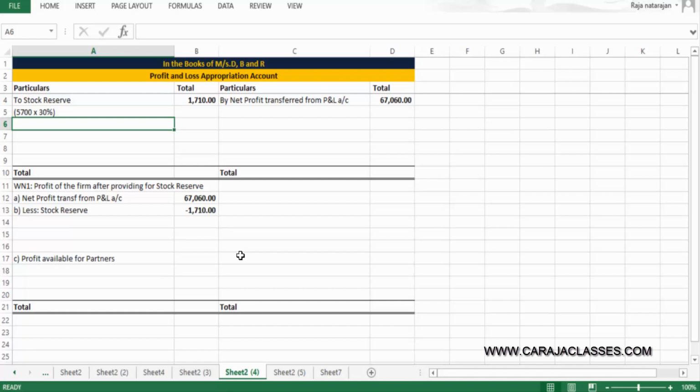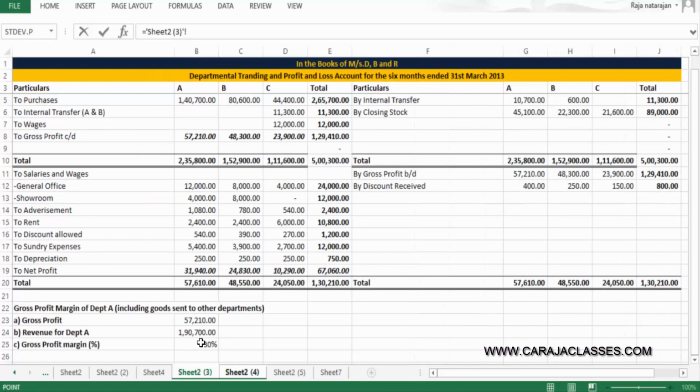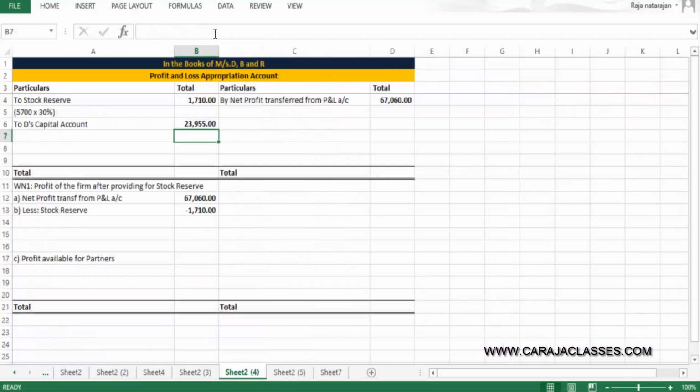So who are the partners? The partners are D, B and R. So I can say to D's capital account. Now what is the profit reported by the department for which D is in charge? D is in charge of department A. So on this 31,940, he is entitled to, look here, I'm writing 75%. It means he is entitled to 23,955.